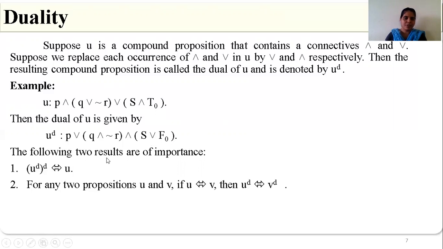Then the following are two important results on duality of a compound proposition. If you take the dual again, then it will be the original proposition. Dual of dual is the original proposition. The second important result for duality is for any two propositions U and V, if U is logically equivalent to V, then the dual of U is again logically equivalent to the dual of V. I hope it is clear.